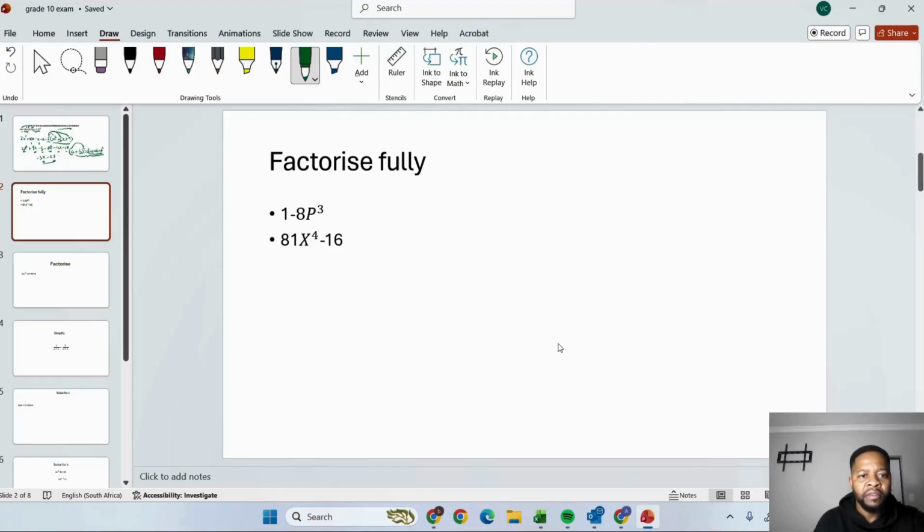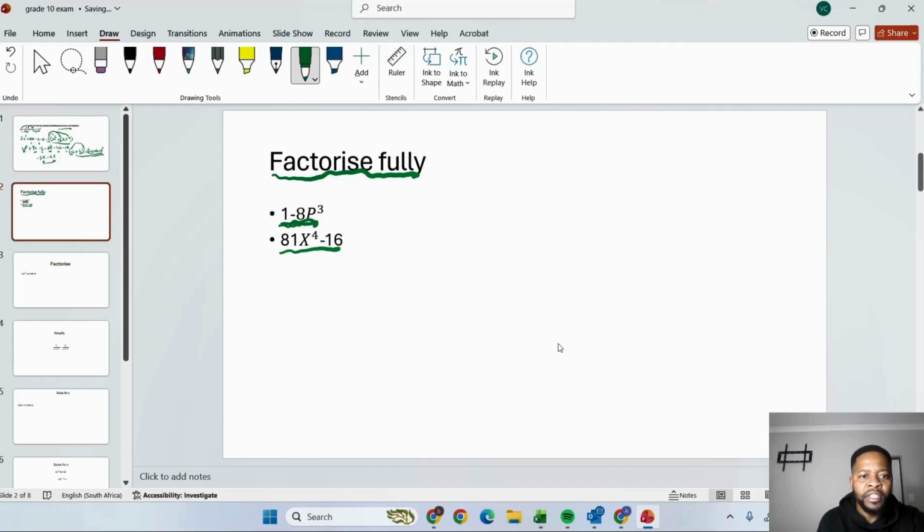We are given two questions here, as you can see. The first one is this one, and the second one is this one. The question says factorize fully. All right, so for the first one, we need to identify what type of expression this is.